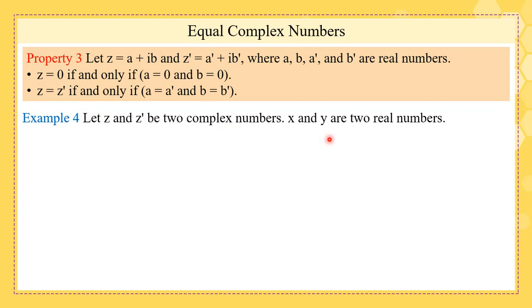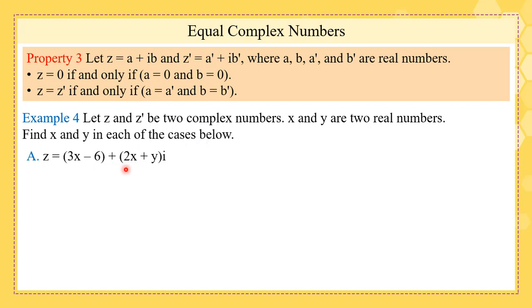Well, Z and Z prime are two complex numbers, and X and Y are two real numbers. The question is to find X and Y in each of the cases below. Now this is Z, and we know that Z is equal to 0. So remember, if Z is equal to 0, this means that the real part is 0 and the imaginary part is 0 at the same time. So from here we can tell that 3x minus 6 is 0, and 2x plus y is also 0. And this is a system of two equations with two unknowns, and its solution is x is 2 and y is negative 4. And this is the answer to that question.